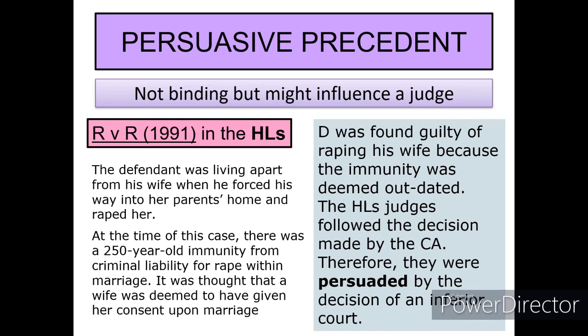And it was felt that this was about 250 years old, this immunity. Basically, it was believed that when a wife married her husband, she gave consent for him to use her body. So, if you like, automatic sexual relations were consented to upon marriage. Well, in R v R, the defendant was found guilty of raping his wife. And the reason for this was that they believed that the immunity was deemed outdated. And in this case, the House of Lords followed the decision made by the Court of Appeal. In other words, they were persuaded by the decision of an inferior court.